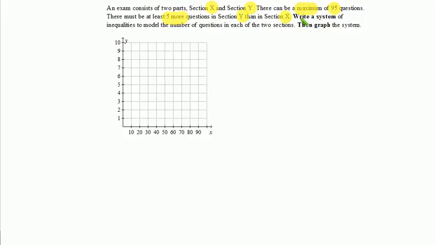We're supposed to do a couple things. We're supposed to write a system of inequalities to model the number of questions, and then we're supposed to graph the system. So let's start writing that system. If there can be a maximum of 95 questions, that means the number of x questions plus the number of y questions can't be more than 95. In other words, they must be less than or equal to 95.